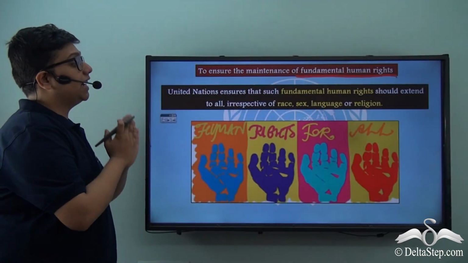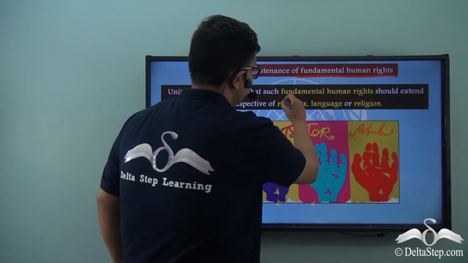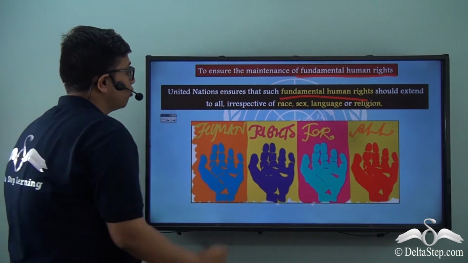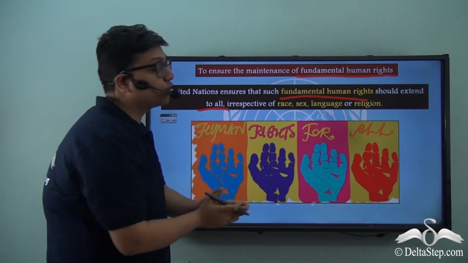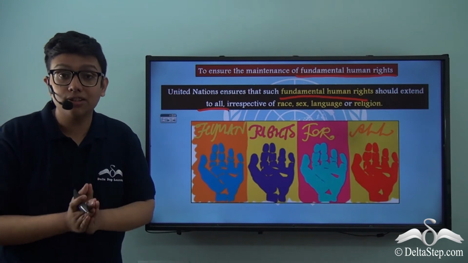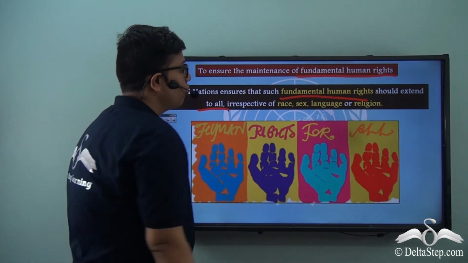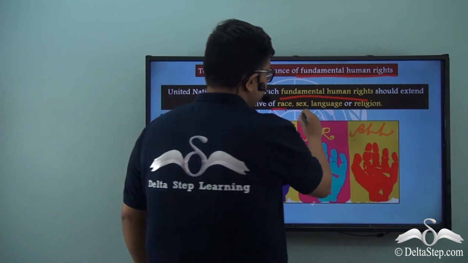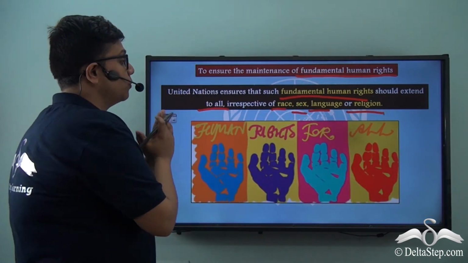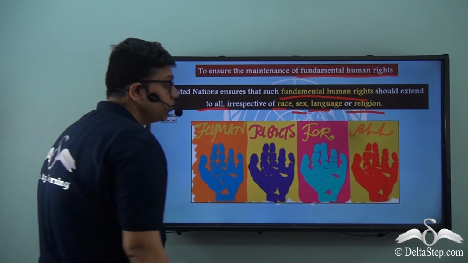And the UN ensures that such fundamental human rights should be available or should be extended to all, as it belongs to all of us, and should also be beyond discrimination. Therefore, it should be irrespective of race, sex, language, or religion, because these fundamental human rights are, as mentioned, for all.